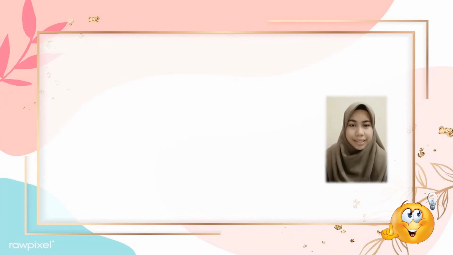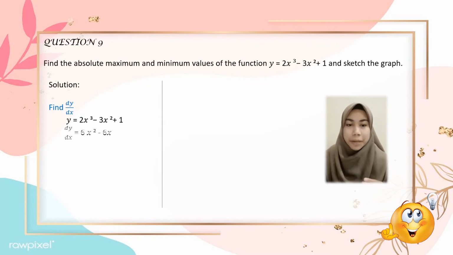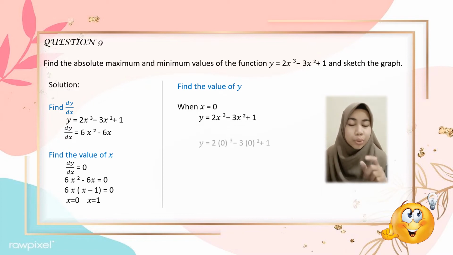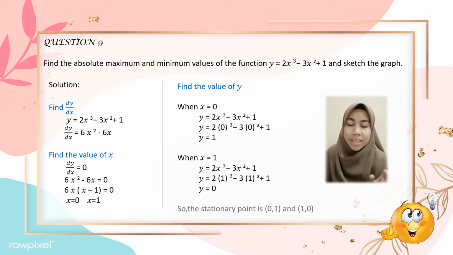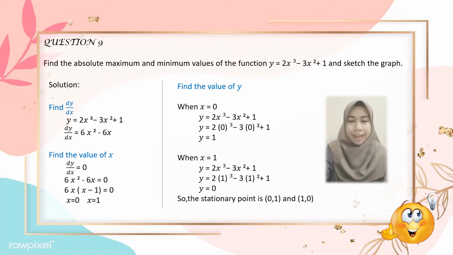The question is, find the absolute maximum and minimum value of the function y equals 2x power of 3 minus 3x power of 2 plus 1, and sketch the graph. Now let me see the solution. The first step is find dy/dx. So y equals 2x power of 3 minus 3x power of 2 plus 1. So dy/dx equals 6x power of 2 minus 6x.